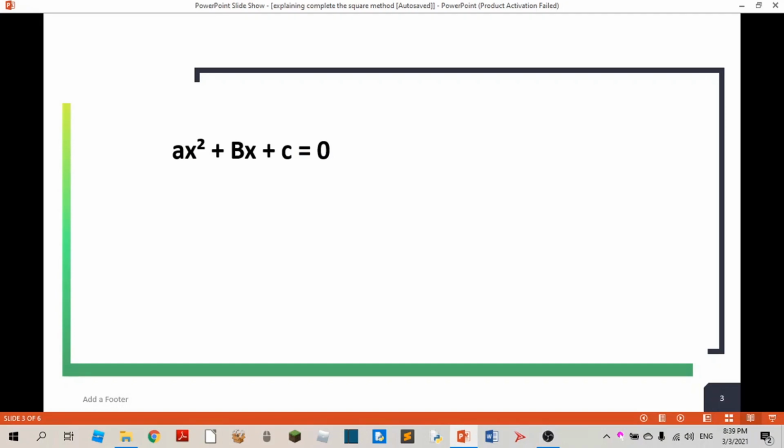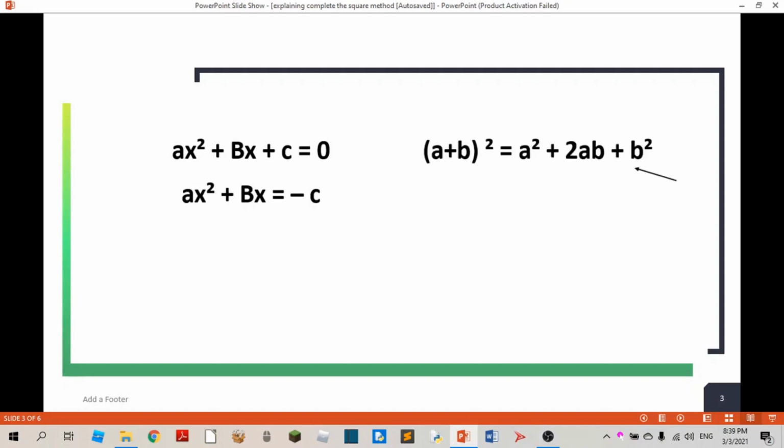From this quadratic equation, we can get another equation, which is ax squared plus bx is equal to negative c. This is a perfect square equation. We are going to use this perfect square equation to help us in finding the values of x. So how is this perfect square equation going to help us? Well, what we can do is change this equation into a perfect square equation. Here is how we are going to do it.